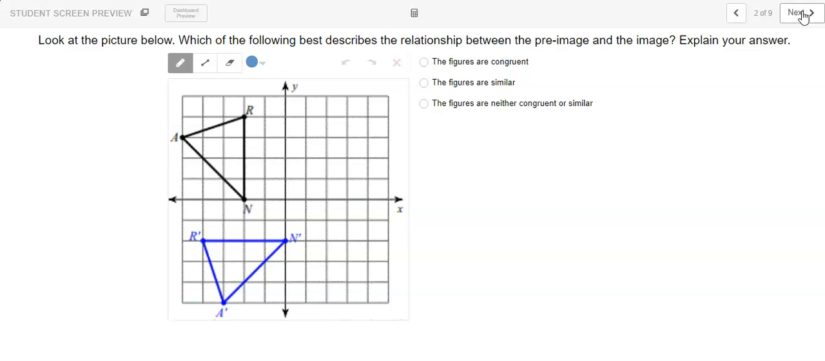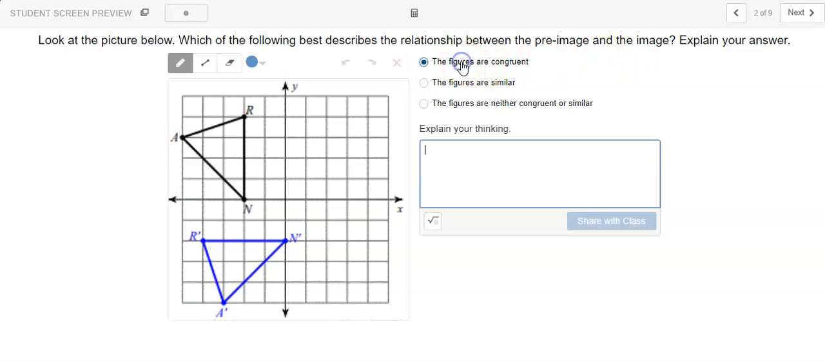On this one, I'm just trying to figure out, are these going to be congruent or similar, or neither of those? If I look, I ask myself, are they the same size and shape? If they are identical, meaning they're the exact same size and shape, they are congruent. If they are the same shape but not the same size, they are similar. In this case, they are actually congruent.